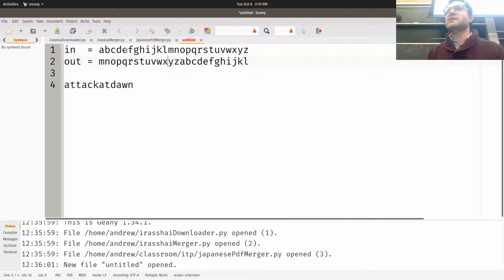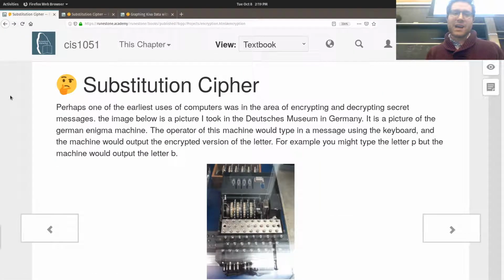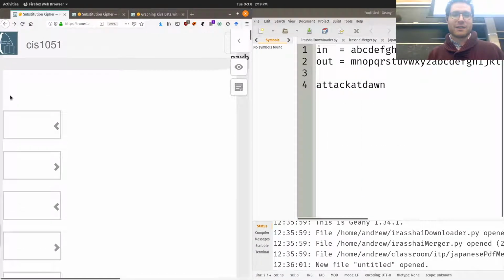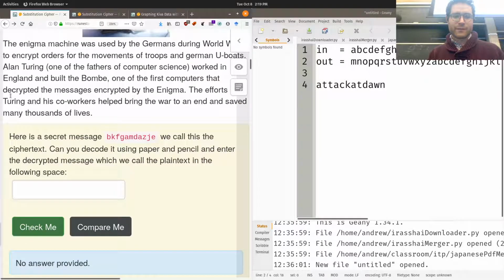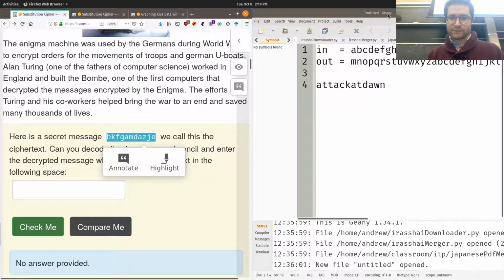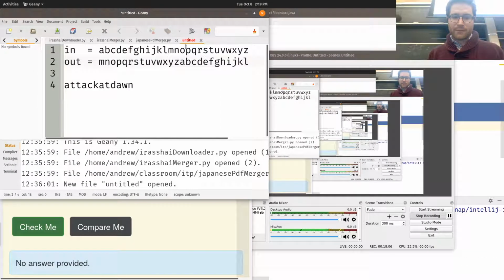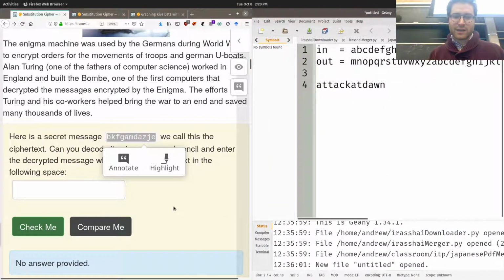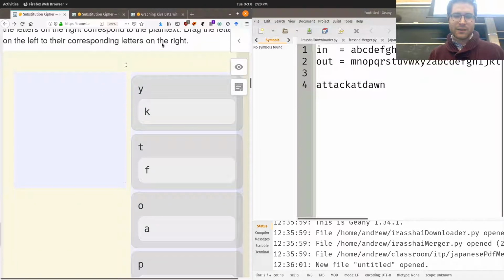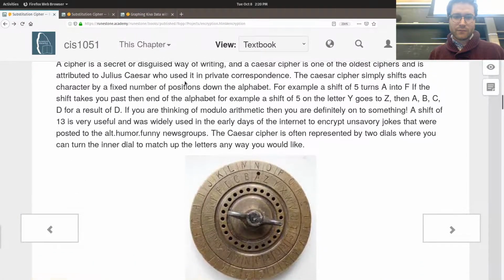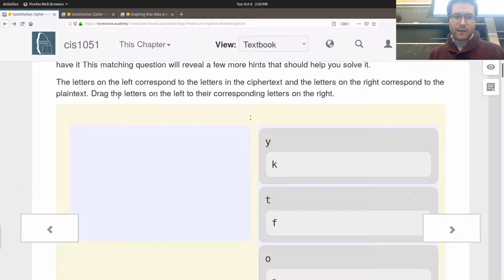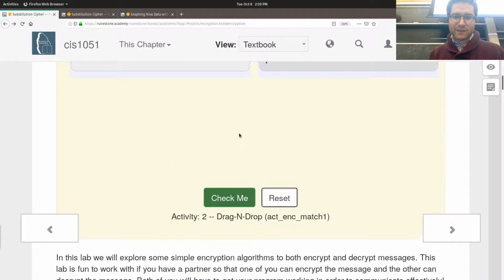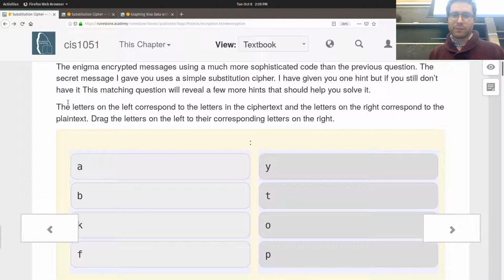But assuming it's a Caesar cipher, and if it's the first assignment, they're probably going to do a Caesar cipher. This is the kind of stuff that you use when you break codes. So, let's see. The message is this. And I think there are some hints down here. Let me reset this. I worked through this before.